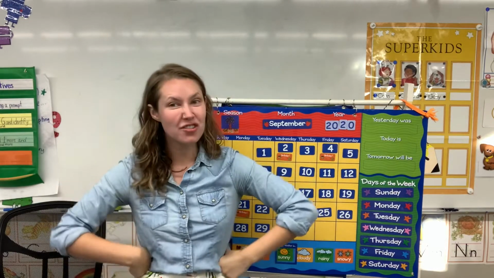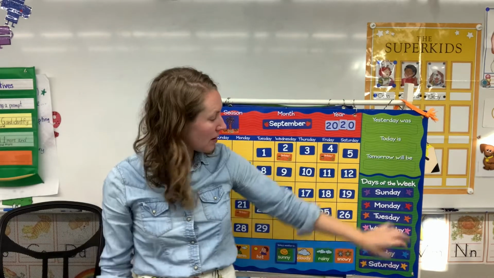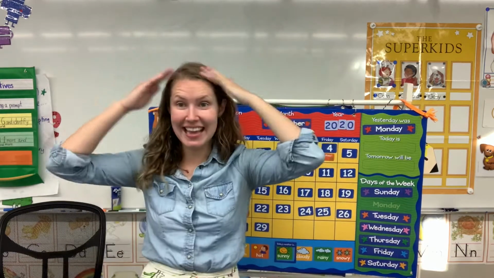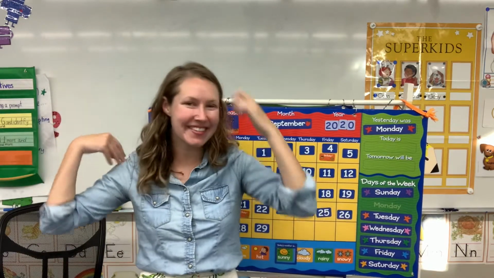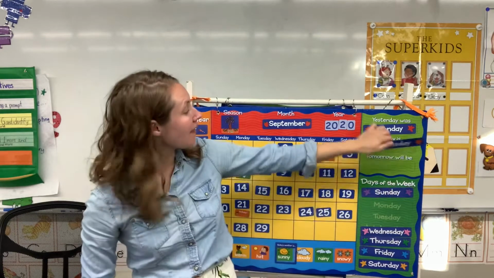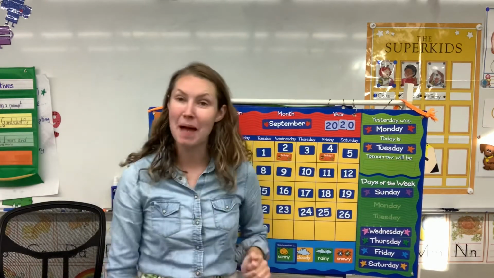So if yesterday was the beginning of our week, yesterday was Monday, that means that today is Tuesday. Today is Tuesday. So I'm going to add that under today is, and then you can circle that on your calendar mat.